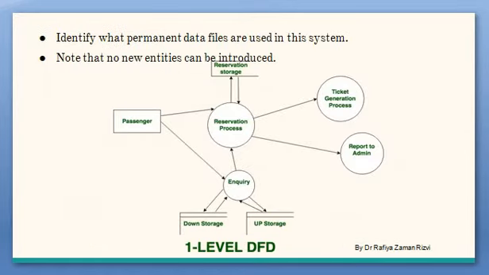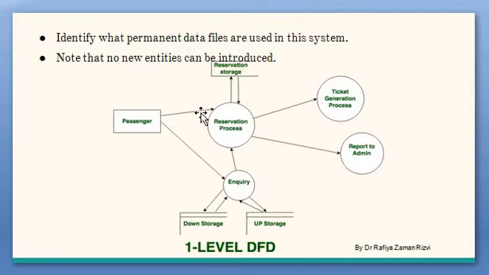So here you can see this is a level 1 DFD. Okay, so here are various sub processes, the circles represent the processes. Okay, like we saw the rounded rectangle, so here the circles are representing the processes. Okay, this is the data store, reservation storage. Passenger is the external entity, and these are various processes that go on. Okay, so reservation process, inquiry process, ticket generation process, and reporting to admin. Okay, here also there are 2 more data storage. This is the down storage and the up storage. Okay, so this is a level 1 DFD.